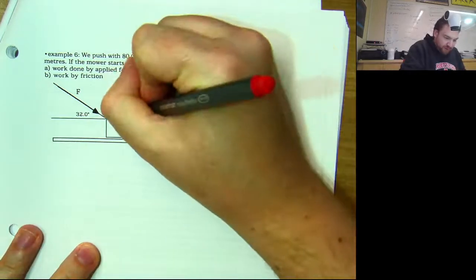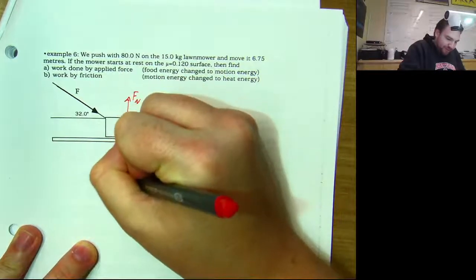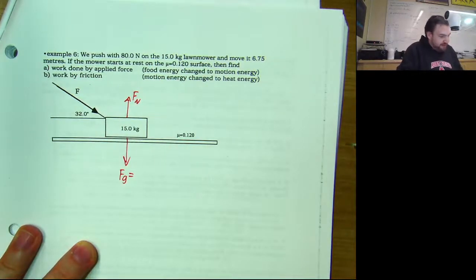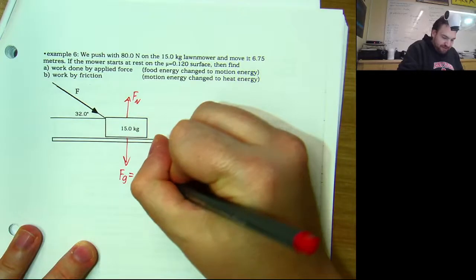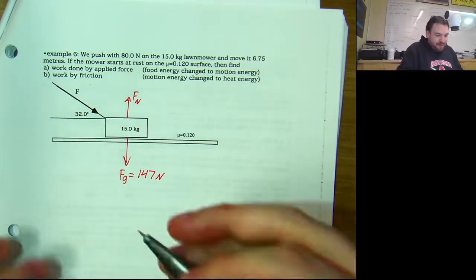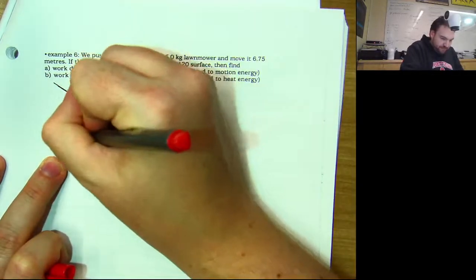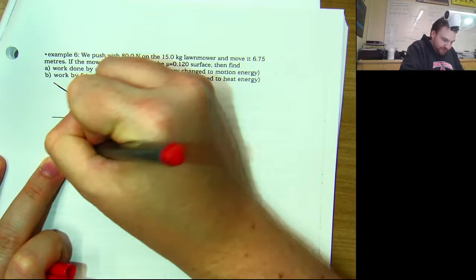So I've got a normal force upwards because my ground is flat. I've got an Fg downwards. Fg is just going to be 15 times 9.8. That's 147 newtons. I've got a force of friction, I think someone said, acting to the right. Force of friction is equal to mu Fn.